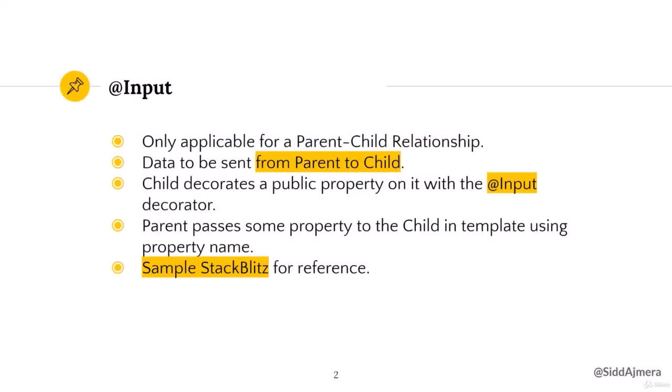So first up, we'll talk about the input decorator. It only applies to the parent and child relationship in components. And if we want data to be sent from a parent to child, then only we use an input property. The child decorates a public property on it with the input decorator, and then we pass the value to this property from the parent component template using the property name via the property binding syntax that we have already seen. So let's quickly switch to Visual Studio Code and see how this works in action.